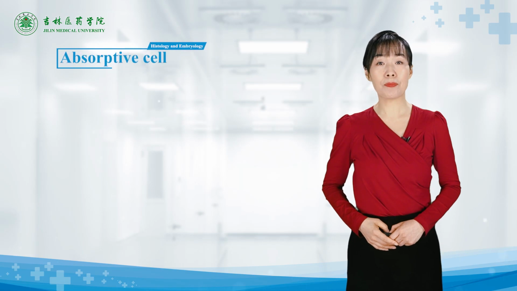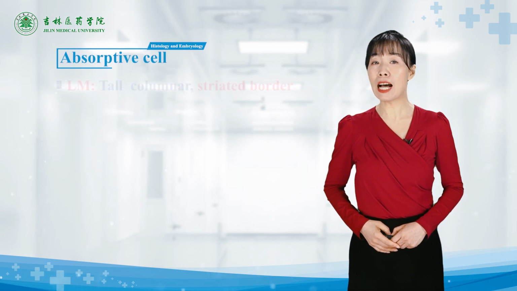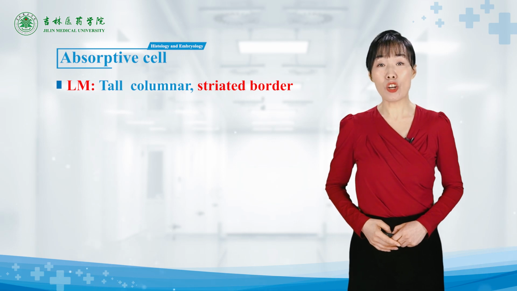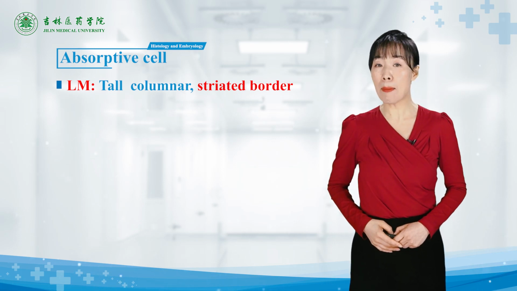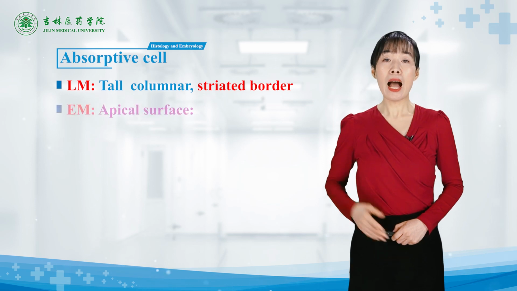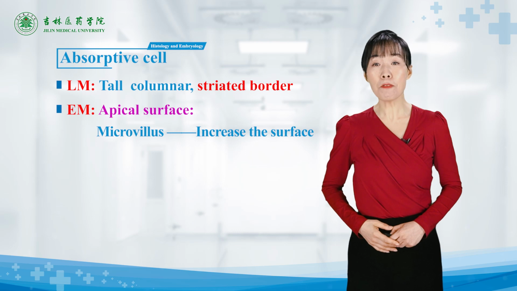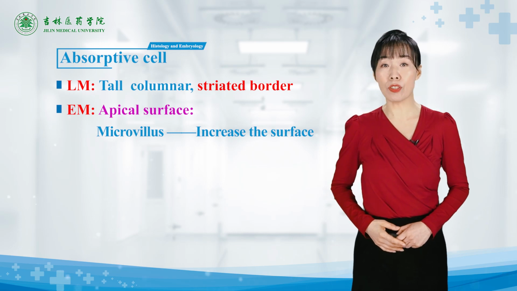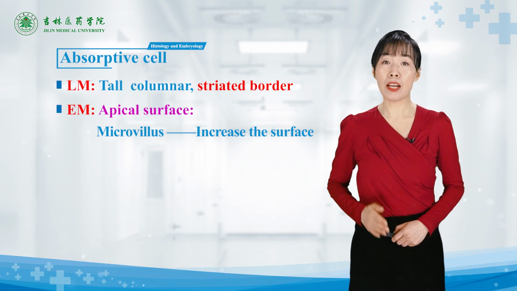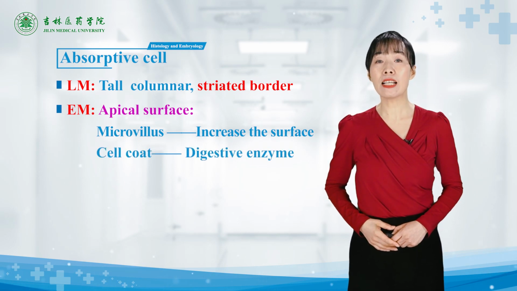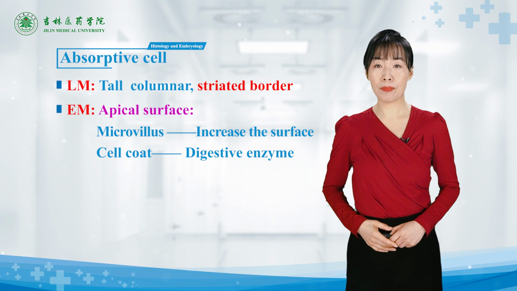Absorptive cells are tall columnar, represent striated border on the apical surface. Apical surface is rich in microvilli, which form the striated border in LM, increase the surface. Cell coat contains digestive enzymes.